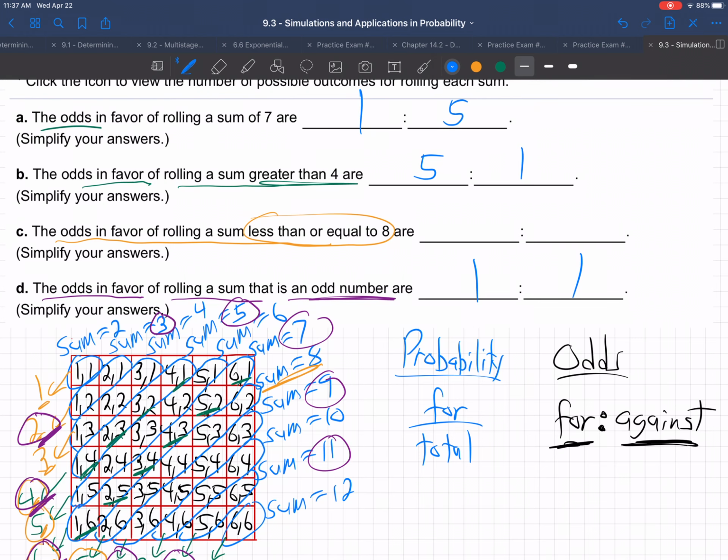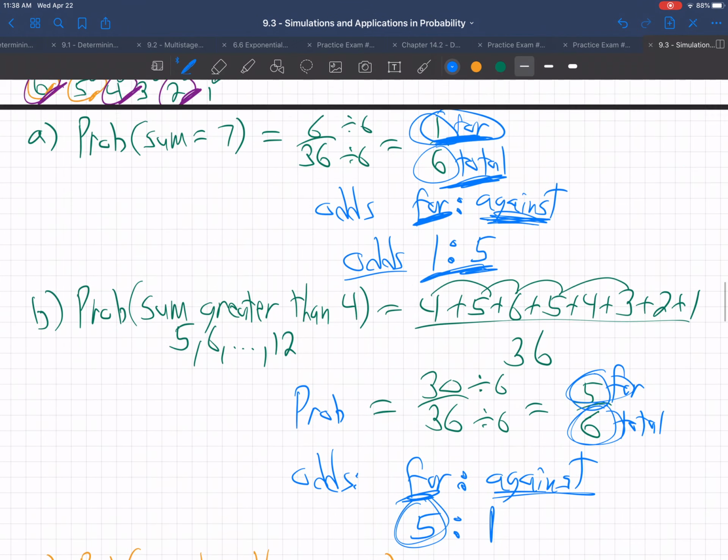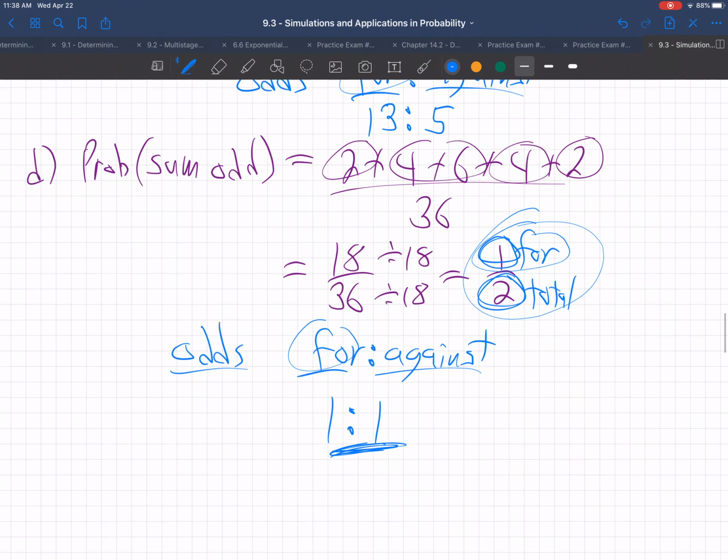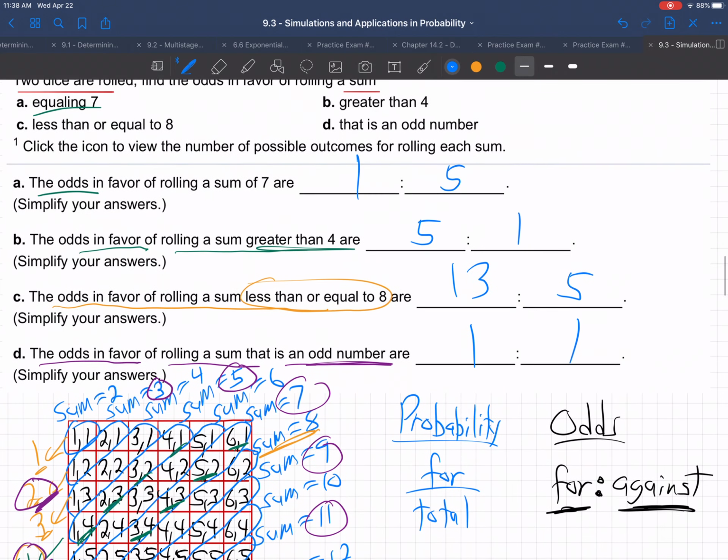And I don't think I filled in the last answer. It was 13:5, wasn't it? 13:5, right. And so there we go. There's all those parts, and there are all the answers.